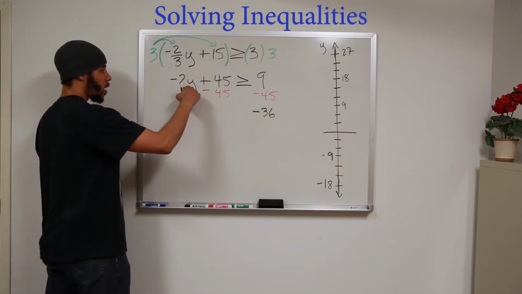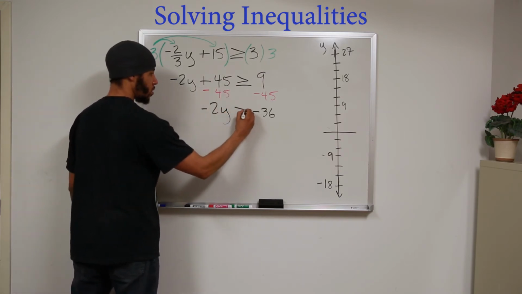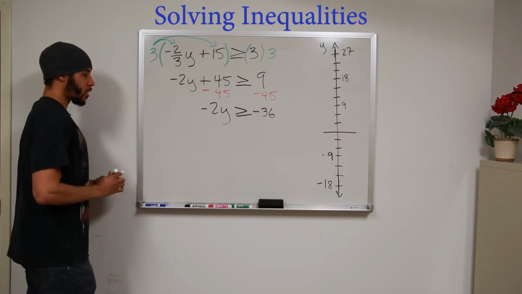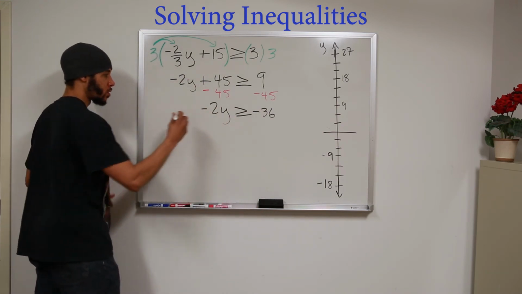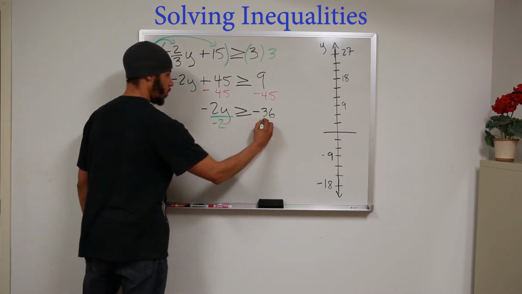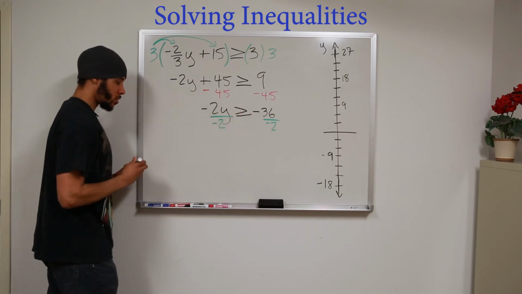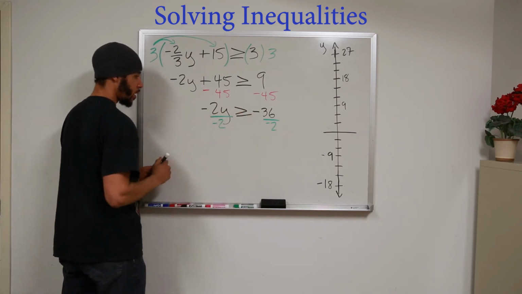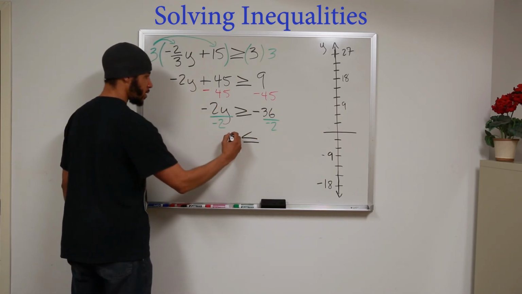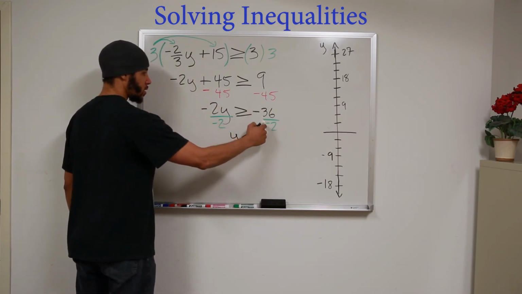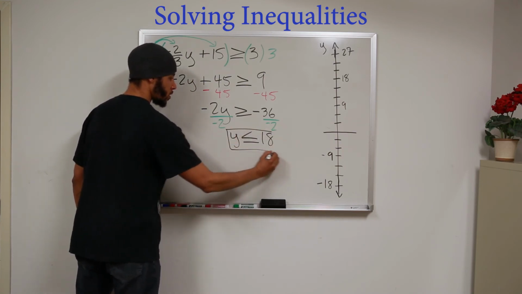And we have negative 2y plus 0 greater than or equal to negative 36. Let's divide both sides by the coefficient of negative 2. When we divide by a negative, we flip the symbol. Our symbol now has the opposite direction. Instead of greater than, it is less than. We have positive 1y. Negative 36 divided by negative 2 is going to be positive 18, just like we found previously.